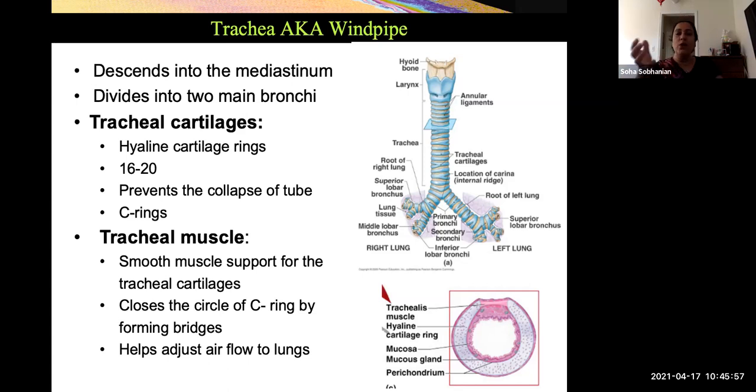When you want to bring a lot of air into your air passageway, you relax the smooth muscle so the air passageway opens up, and that means more air has the capacity to come in. So by using the trachealis muscle, I can adjust the size of the trachea and therefore adjust the flow of air in and out of my lungs, which is pretty cool.